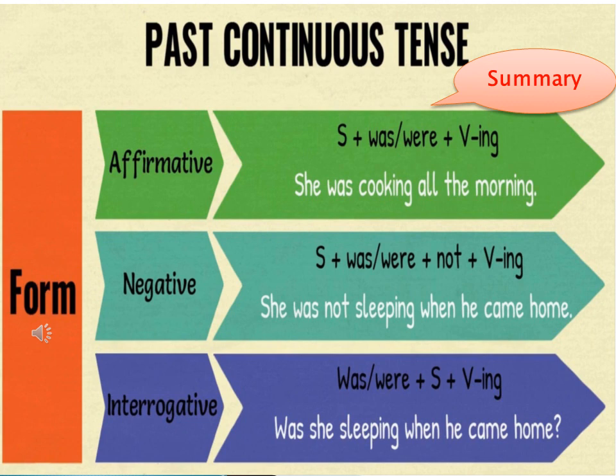Alright, here we have a summary. احنا نخصهم لكم ثلاثة هنا الفورم الافيرماتيف نيجاتيف الانتروغاتيف. في الافيرماتيف subject هذيك S كتعني subject plus was ولا were plus verb plus ing. Example, she was cooking all the morning.